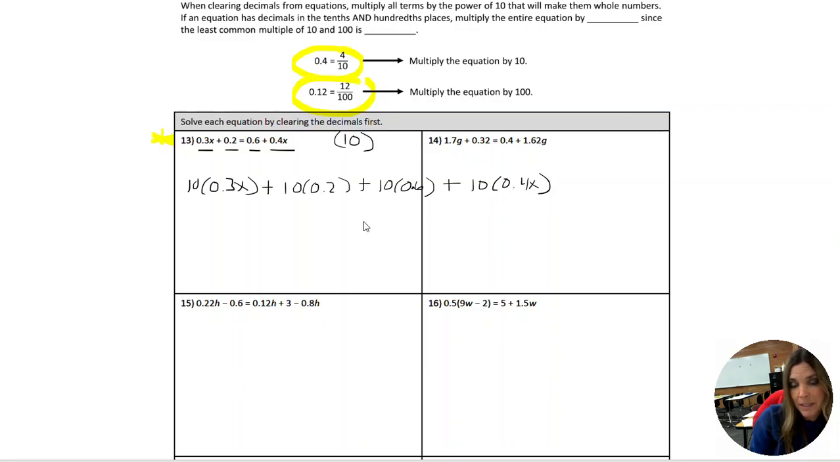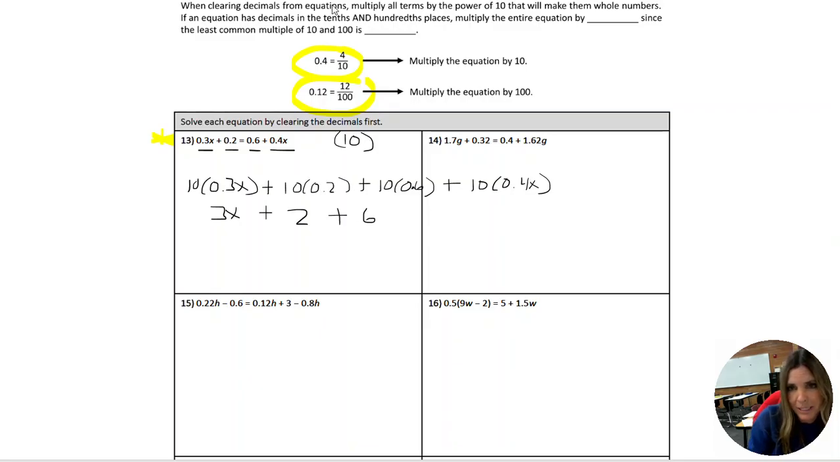4x. So if I multiply 0.3 by 10, I'm just going to get a 3x. If I multiply a 10 by 0.2, I'm just going to get a 2. If I multiply a 0.6 by 10, I'm just going to get a 6.